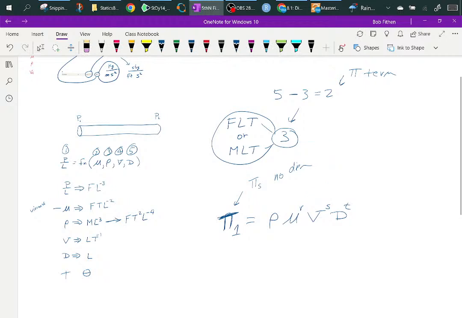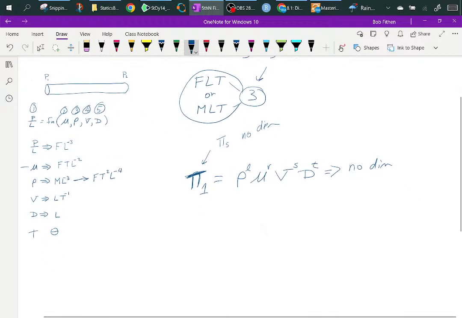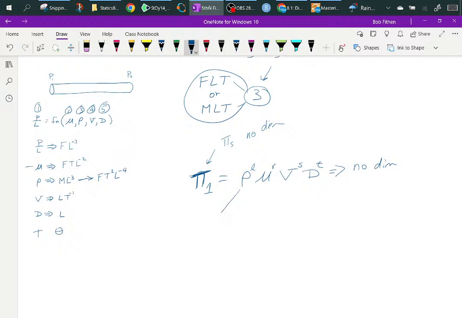But if I did, let's just say R, S, T, L. Let's say we put one. So now I want this to be something that has no dimensions. So how do I do that? Well, I'll take each of these terms. I'm going to take this F T squared L to the minus 4. This is the density one. And then I'm going to put it in parentheses.